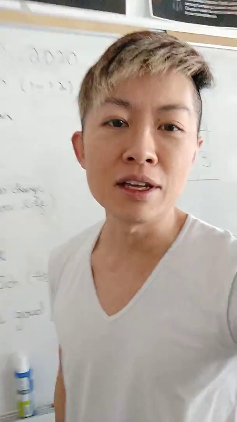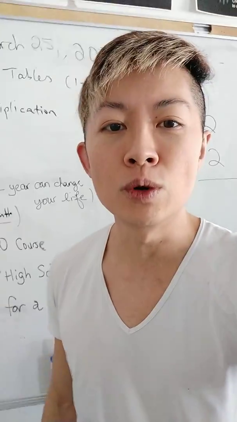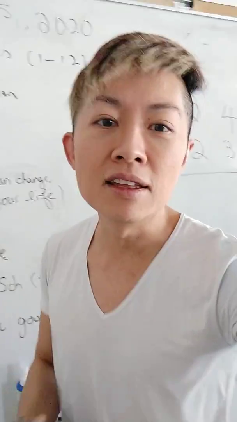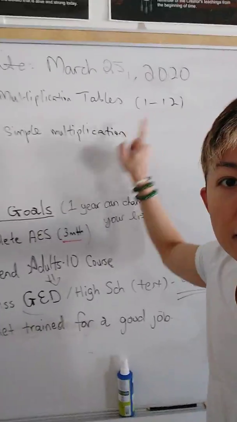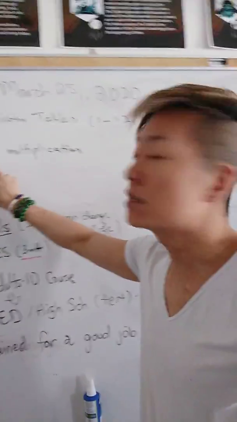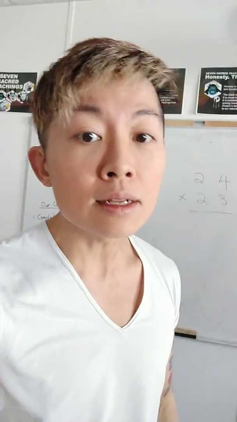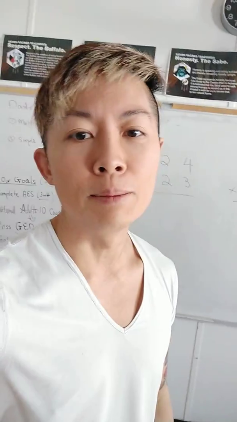Before you go through today's lesson, please make sure that you have watched the last two lessons from yesterday and the day before yesterday on multiplication table from 1 to 12, as well as my lesson yesterday on simple multiplication. If you hadn't gone through those two lessons, today might be a tad difficult. But if you have gone through those two lessons and you have done all the exercises needed, today's lesson will be pretty elementary for you. So, without further ado, let's begin today's lesson.